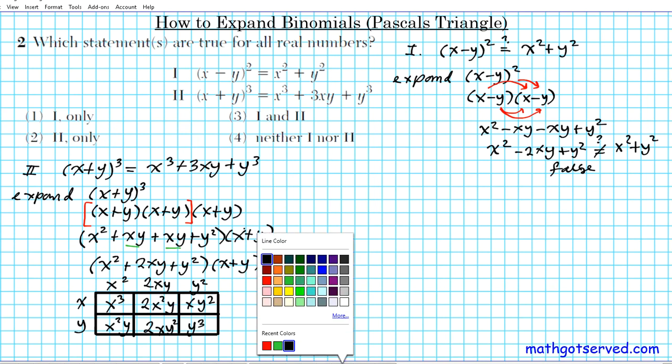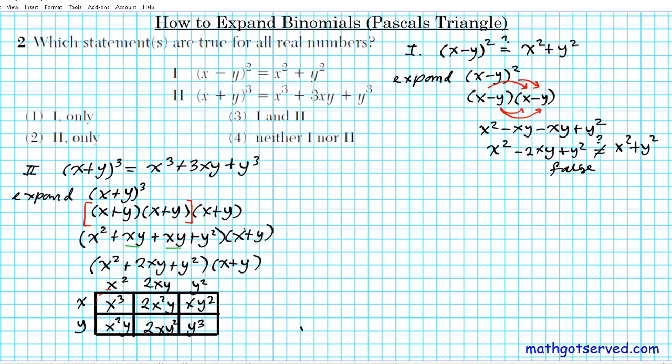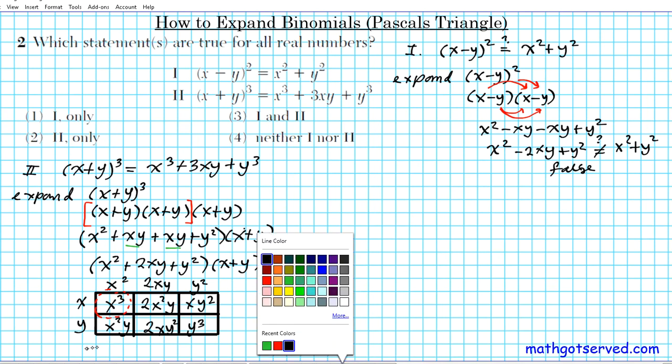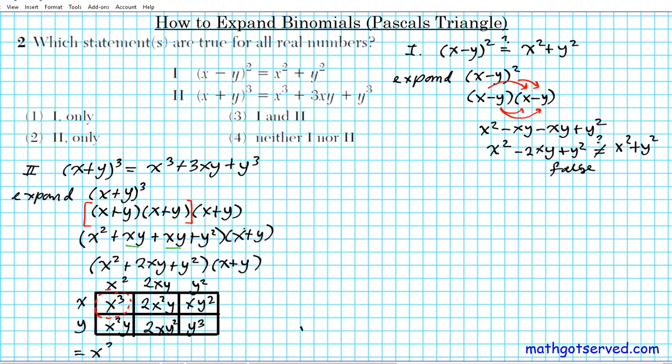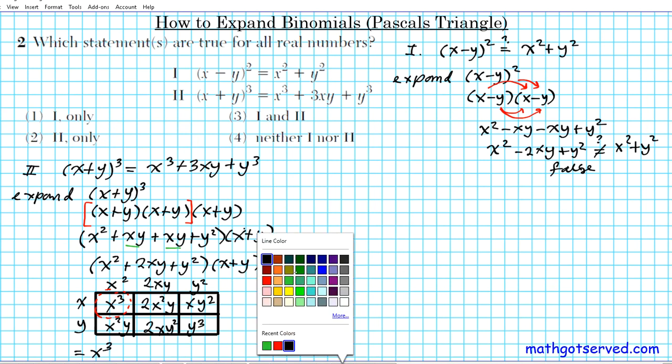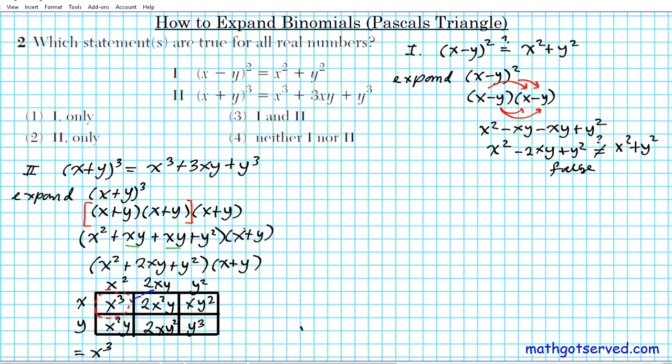Alright, team? Now let's go ahead and combine like terms. We have x to the third, which has nothing to combine with, so we just bring that one down. So the product is going to be x to the third. And then let's see, 2x squared y and x squared y are like terms, so I can combine these two.